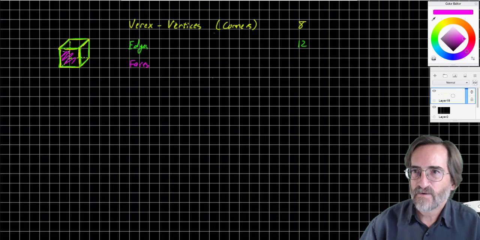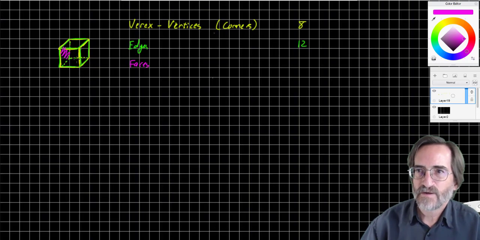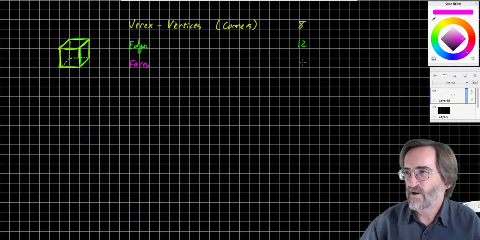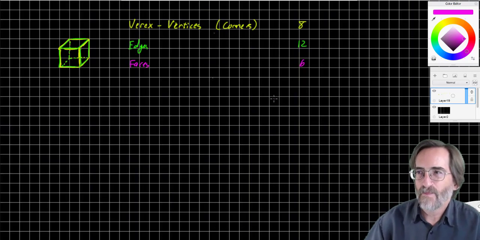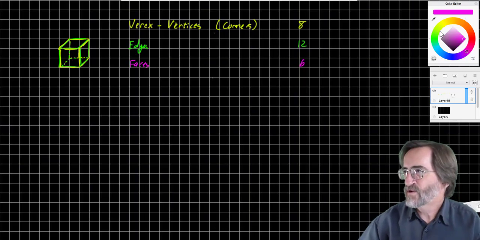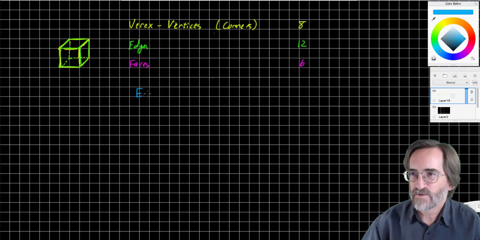There's a front, a back, a right, a left, a top, a bottom. There are 6 faces. And that brings up something called Euler's formula. It looks like Euler, but it's pronounced Euler.